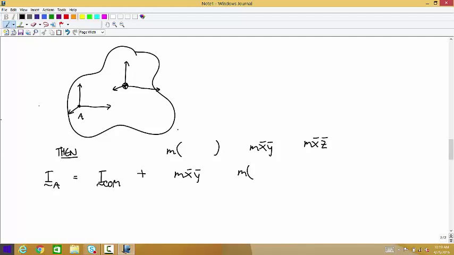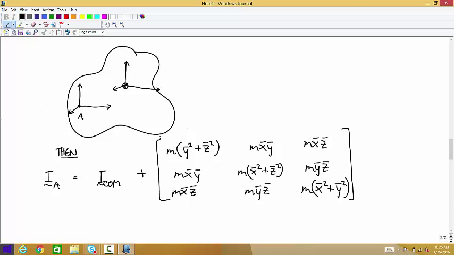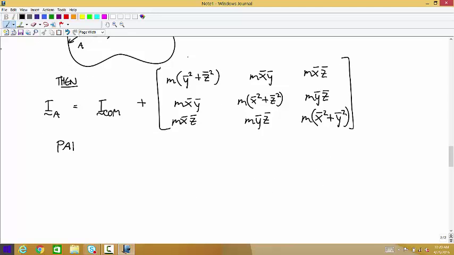This works just like the parallel axis theorem in 2 dimensions. We're trying to find the distance from the old x-axis to the new x-axis. So this really needs to be y bar squared plus z bar squared. Then for y, this needs to be m times the quantity x bar squared plus z bar squared. And then m y bar z bar. Symmetric gives you these 2 elements. And then the last one is m times x bar squared plus y bar squared. That's the parallel axis theorem for matrices, for the moment of inertia tensor.